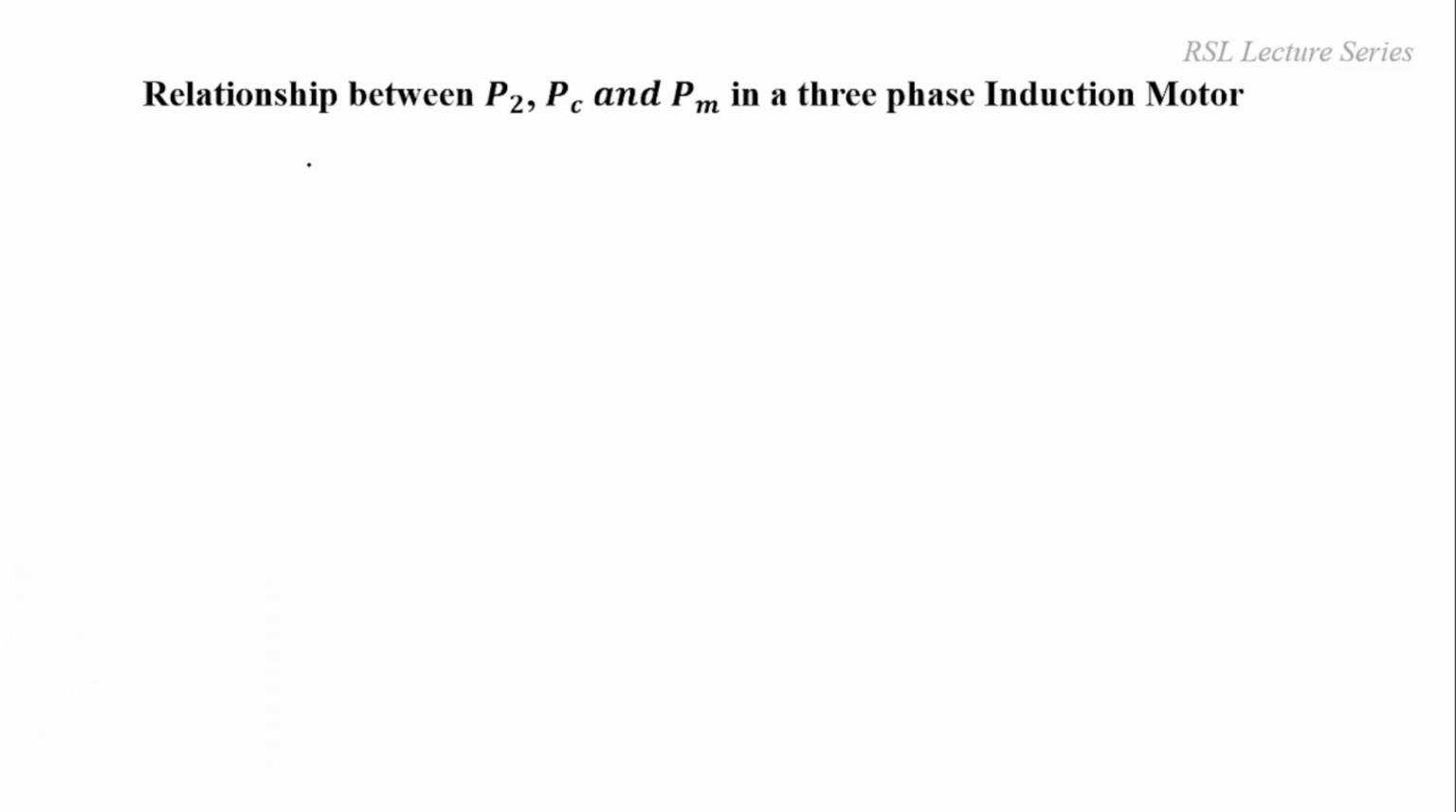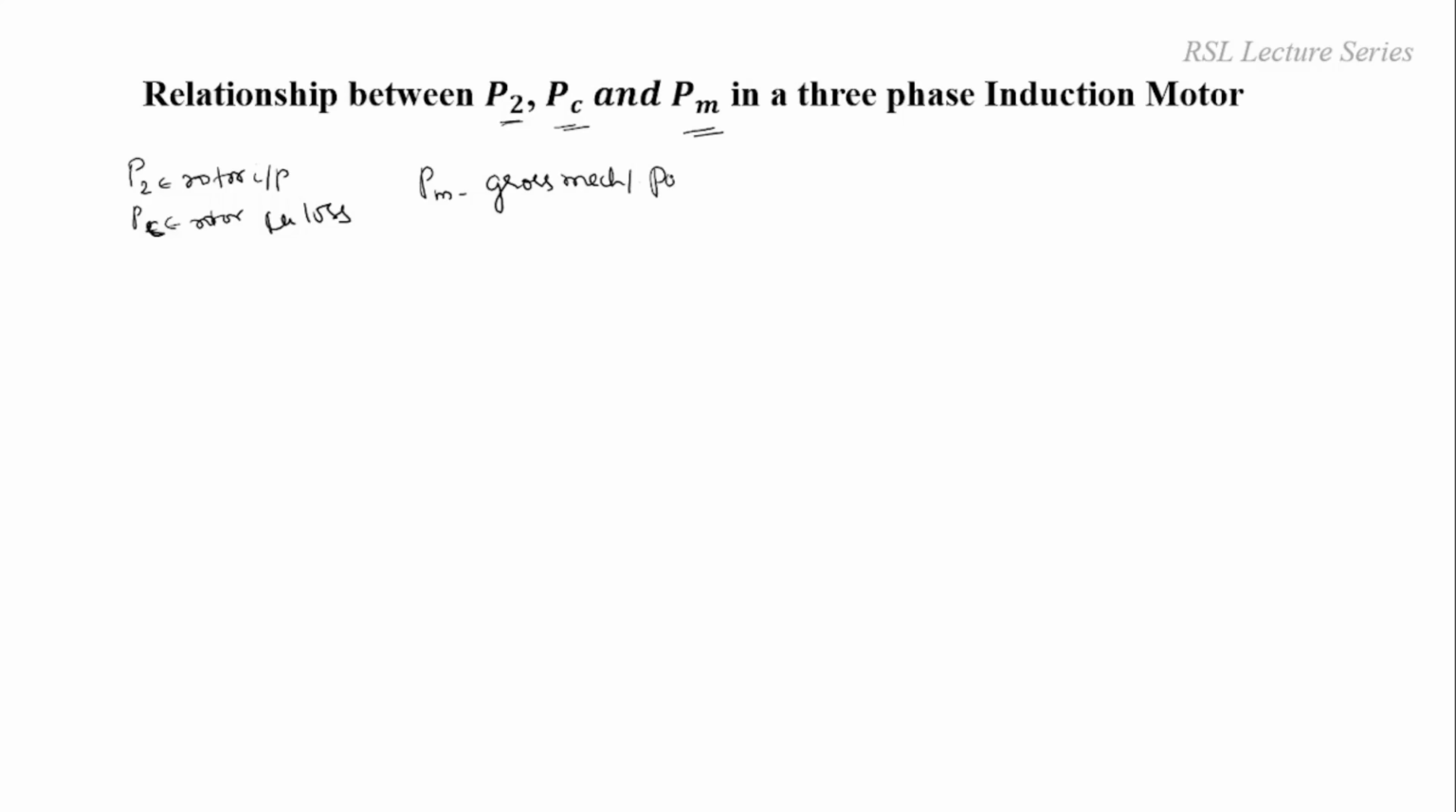Hello everyone. In this lecture, we will discuss the relationship between P2, PC and PM in a three-phase induction motor. In a three-phase induction motor, P2 is the rotor input power, PC is the rotor copper loss, and PM is the gross mechanical power developed in the rotor.